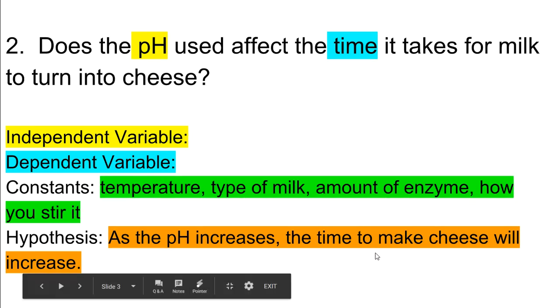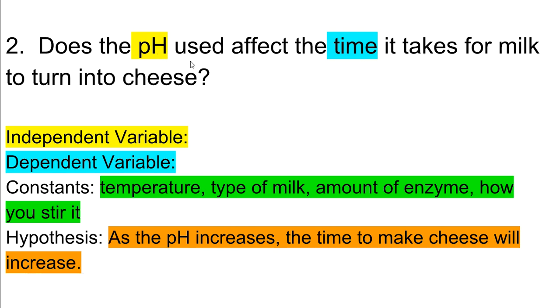So tie that back into our own enzyme stuff right here. We're looking at pH and the time it takes for milk to turn into cheese. And again, this is going to get into our cheese experiment. So the independent variable is pH. It's what we would manipulate or modify in the setup. When we have multiple batches of cheese, we're going to change the pH in each one.